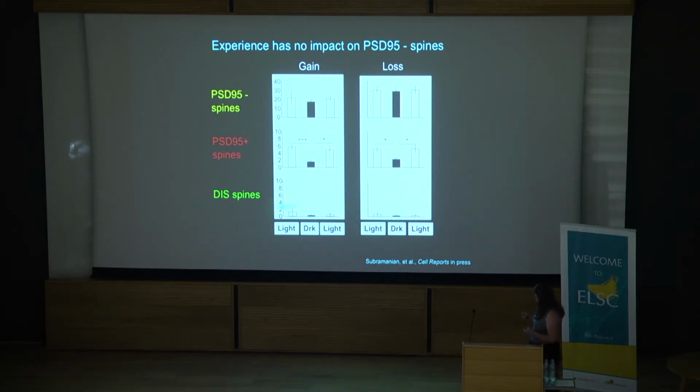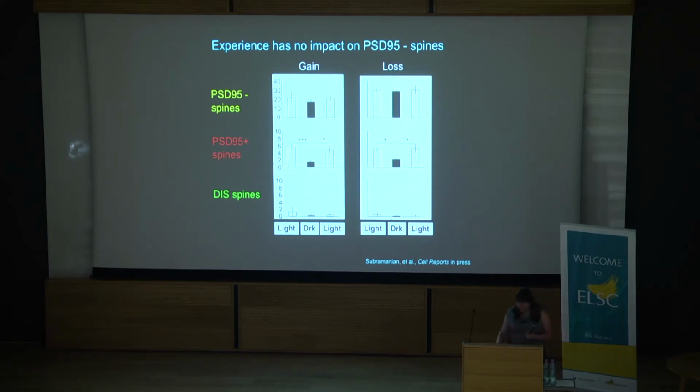This is just another interesting point: the dually innervated spines, whose baseline is extremely stable, also are stable when you manipulate experience. This means that things that tend to be dynamic are dynamic anyway, and something that tends to be stable is not influenced.